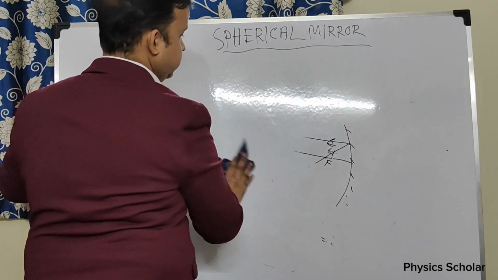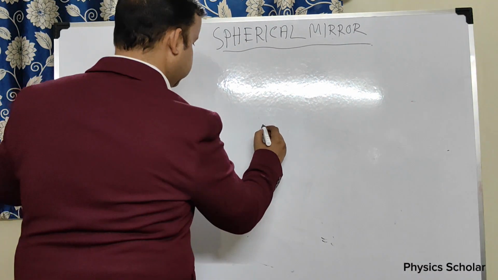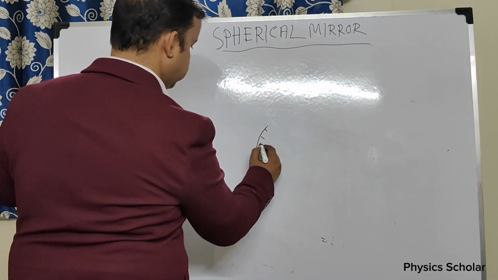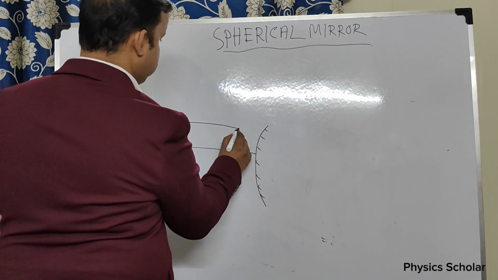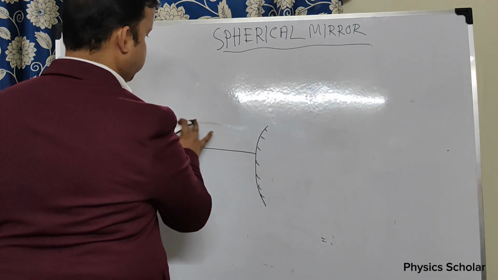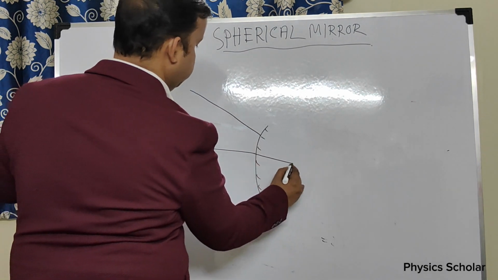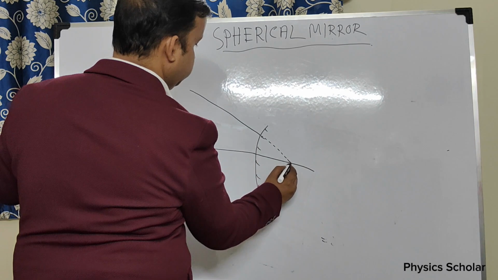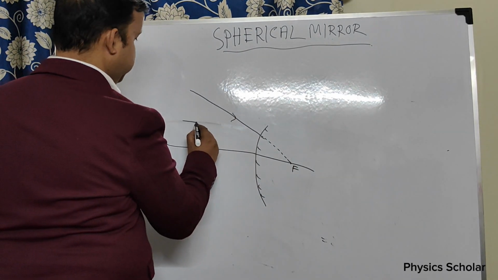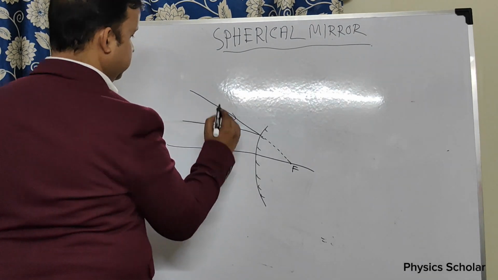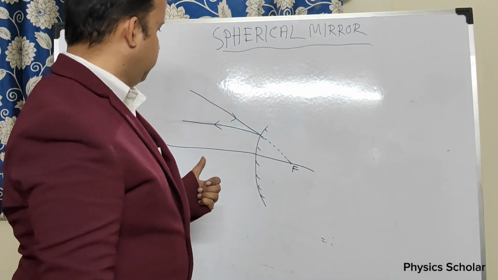Now the same thing in case of the convex mirror. In case of the convex mirror, suppose this is the ray of light. If the convex mirror is not there, it seems to meet at the principal focus. So after getting reflected, it will be parallel to the principal axis. Okay, it will be parallel to the principal axis.